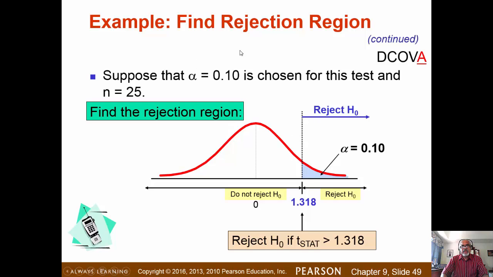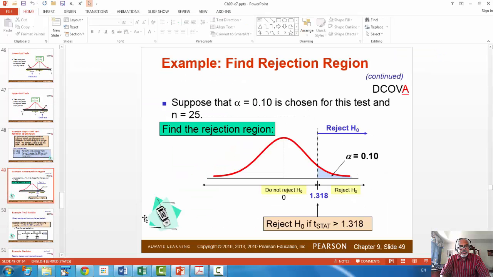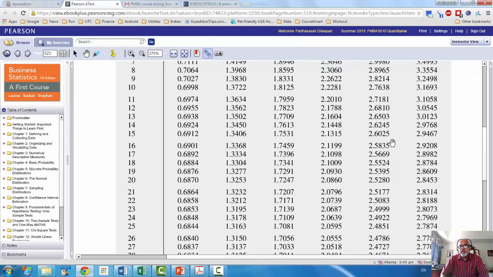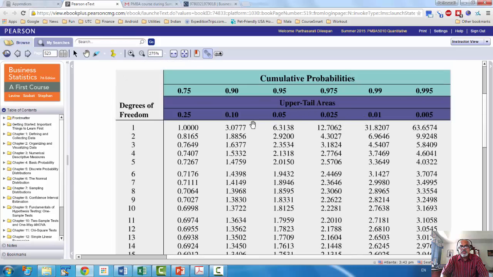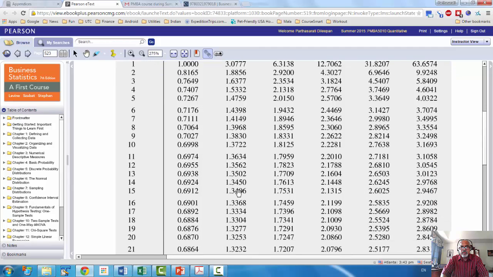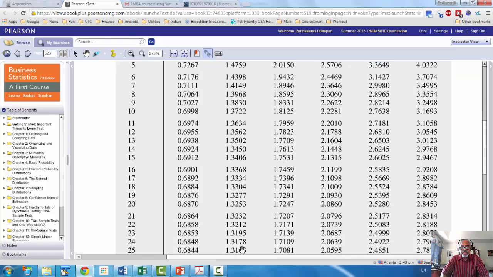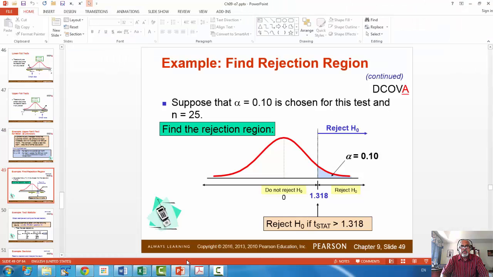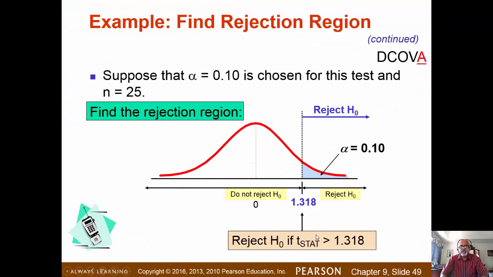So for the rejection region here, for an alpha of 10%, suppose that the chosen alpha is 10%, then you find the t value. So here the sample size is 25, so degrees of freedom is 24. So find the t value for which the upper area is 10%. Upper tail is 10%. Okay, 24 is the degrees of freedom. So you get 1.3178. So here it is. So if the t is in this area, we reject, otherwise we don't.